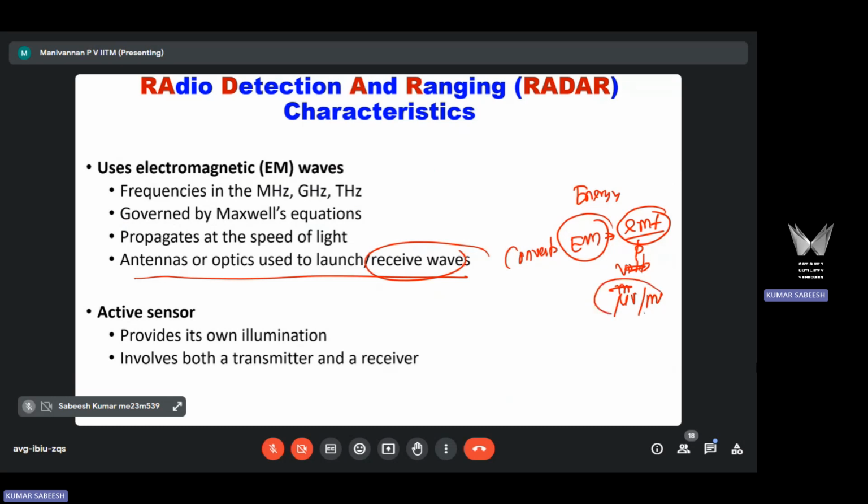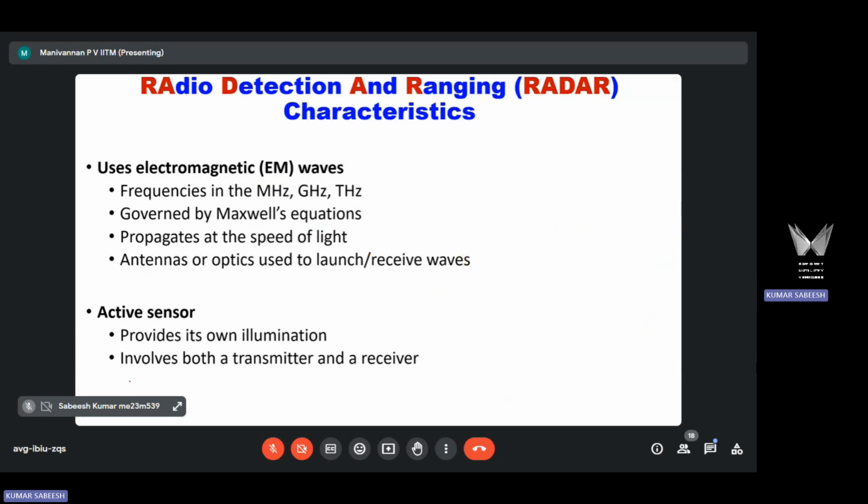So inside your cell phone, the signal is amplified again. From microvolts, it will amplify to volts, not hundreds of volts. Then it is given to the speaker. That's why you are able to hear. The same thing happens in radar also. The radar is called an active sensor.